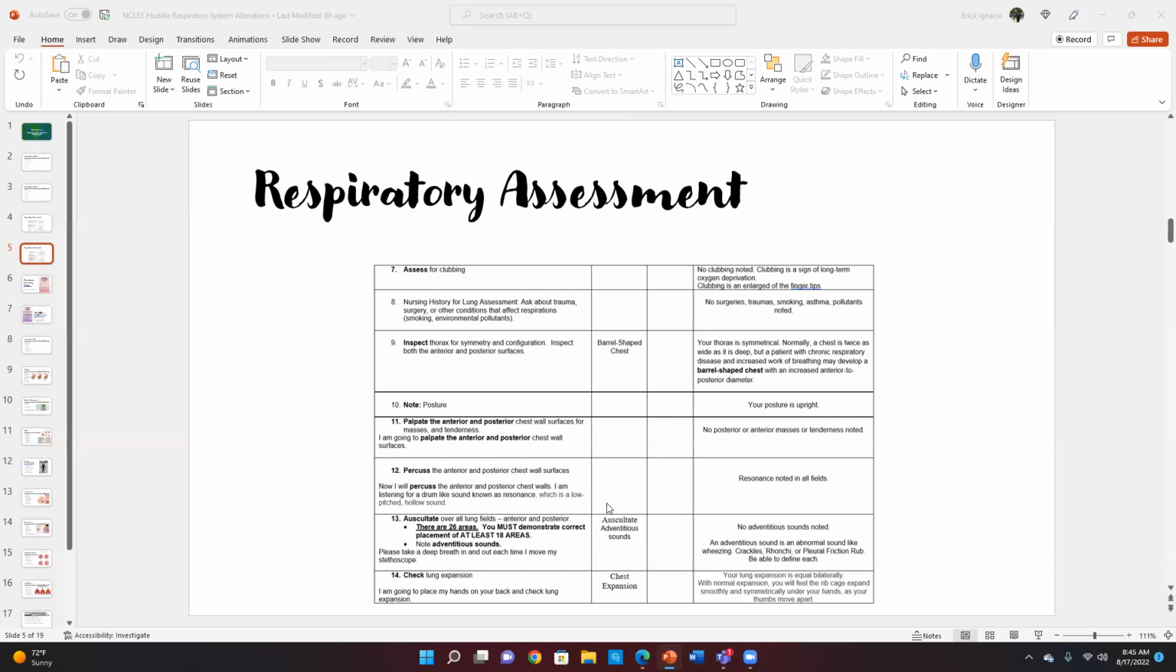We want to make sure that we auscultate the anterior and posterior lung fields. And we're going to look out for adventitious sounds, which we will talk about in just a minute. And we will also assess for chest expansion. So we want to make sure that expansion is bilateral. So we will place the hands on the patient's back and ask them to breathe deeply, and we should see our thumbs actually moving apart. If we have both hands on the patient's back, we should see our thumbs moving apart in a symmetrical way as the rib cage expands.